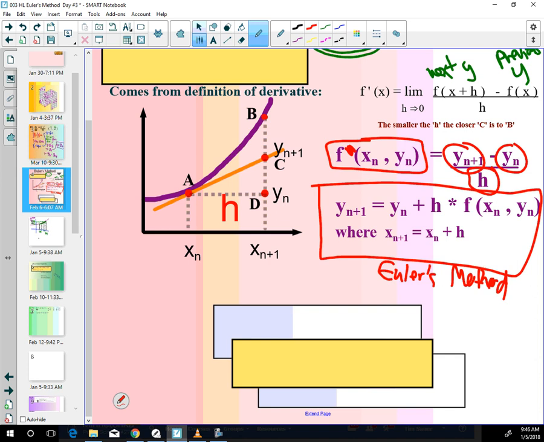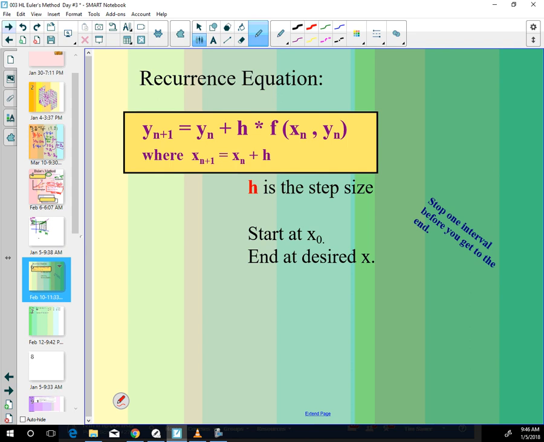Now the sad thing is you have to do this many, many, many times. Sometimes 20, 30 times. So what would we do if we had to do it 20, 30 times? What would we use? A computer, right? We wouldn't do it ourselves. But on a test, you'll do it maybe 4 or 5 times. So the question is, how do you actually do that? Well, this is the formula, y of n plus 1, y of n, and it's called a recurrence formula because you use the answer to get you the next one.